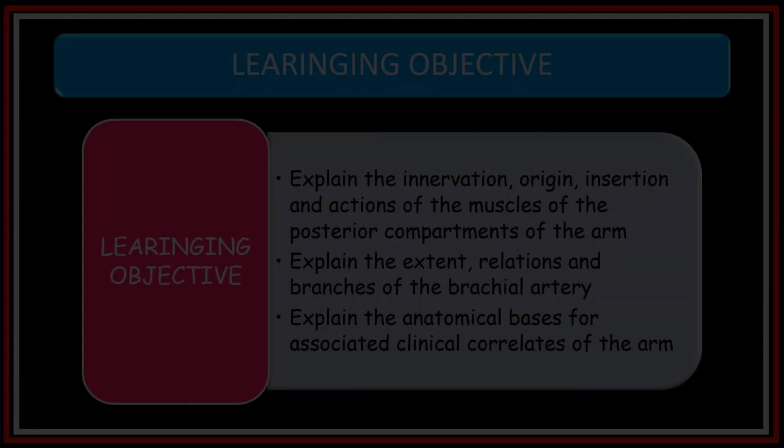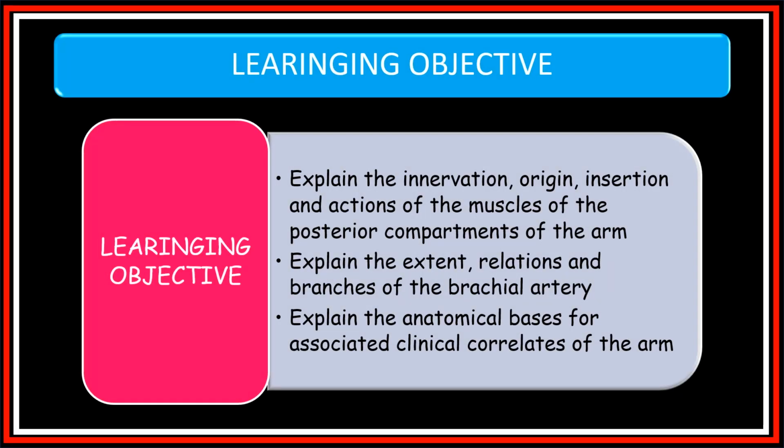Let's go to class. At the end of this lecture, I will expect all of you to be able to tell me the innervation, the origin, insertion and actions of the muscles of the posterior compartment of the arm. We'll also consider the artery of the arm, which is the brachial artery. We'll look at the extent of this artery, consider some of its relations and its branches. Finally, we'll look at the anatomical basis for the associated clinical correlates. So let's go to class.